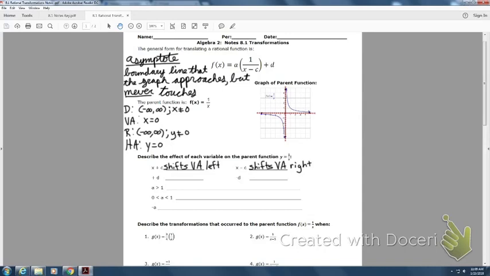If it is plus D, which direction is that going to move it? Up. So on that, I want you to put that it shifts the horizontal asymptote up. And minus D shifts the horizontal asymptote down. If A is greater than 1, what does that do to the graph? Vertically stretches. If it's between 0 and 1, it vertically what? Compresses.